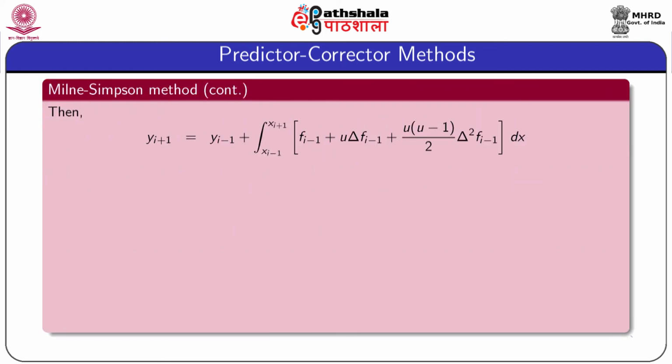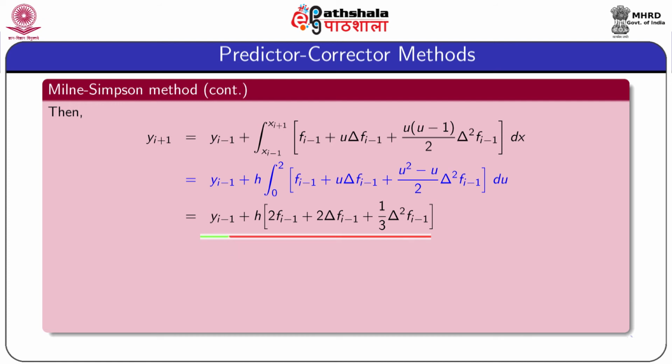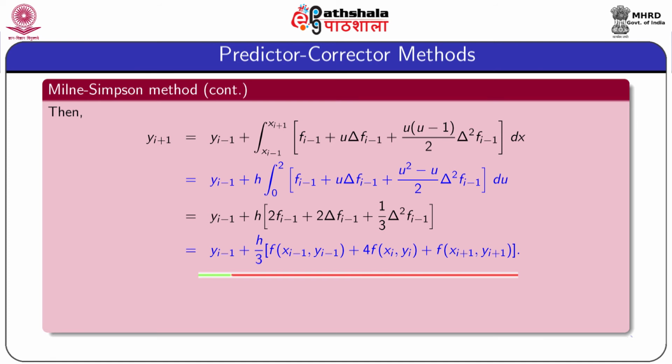After this approximation, the value of y_{i+1} is given by this equation, and after integration, this expression reduces to y_{i-1} plus h into [2 f_{i-1} plus 2 Δf_{i-1} plus 1/3 Δ²f_{i-1}]. Replacing the values of Δf_{i-1} and Δ²f_{i-1}, the formula is changed to this expression: y_{i-1} plus h/3 into [f(x_{i-1}, y_{i-1}) plus 4 f(x_i, y_i) plus f(x_{i+1}, y_{i+1})].